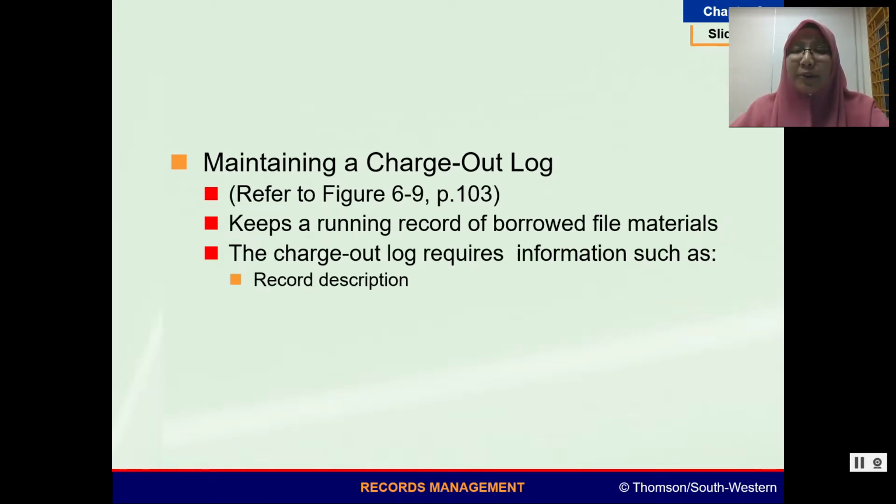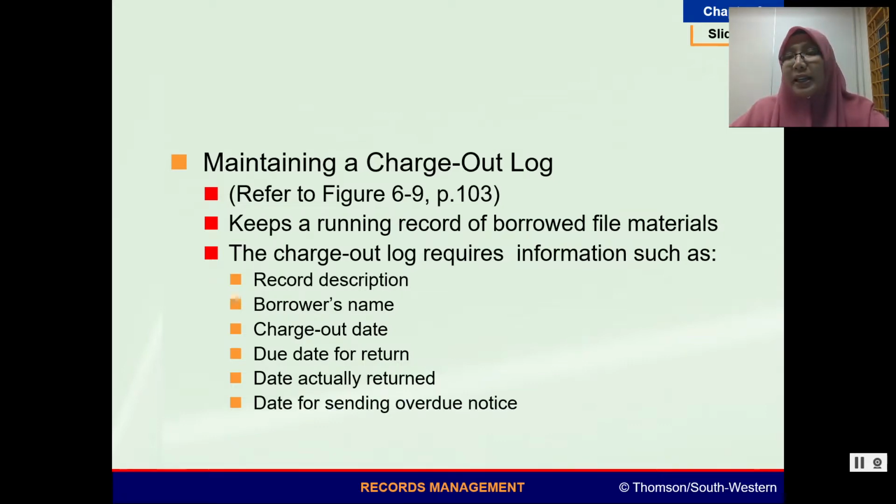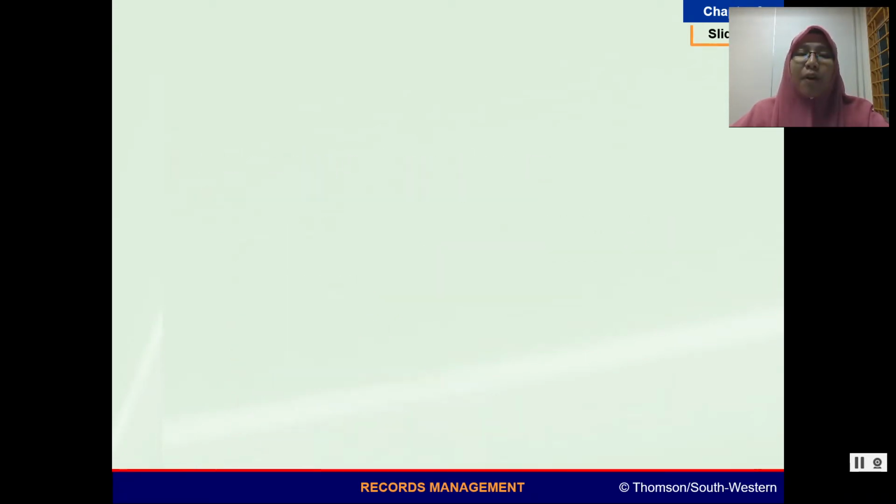The second one, how are you going to maintain a charge out log? You keep a running record of borrowed file material. So the charge out log requires information such as the record description, the borrower's name, the charge out date, the due date for return, the date actually returned, maybe you return earlier, maybe you return late, the date for sending the overdue notice, and also the new extended date. Okay, for example, you're supposed to return today, but you did not return, but you want to extend for another 1 week.